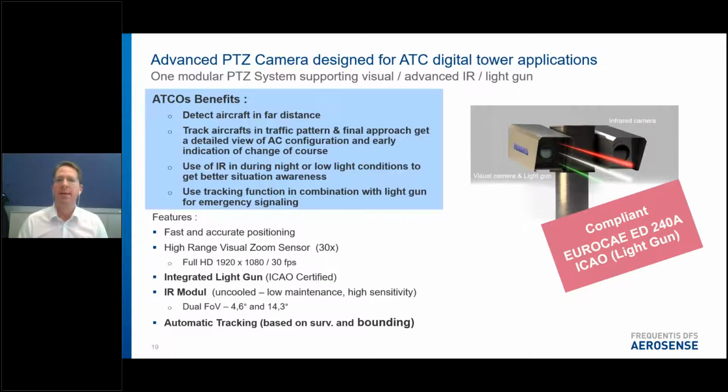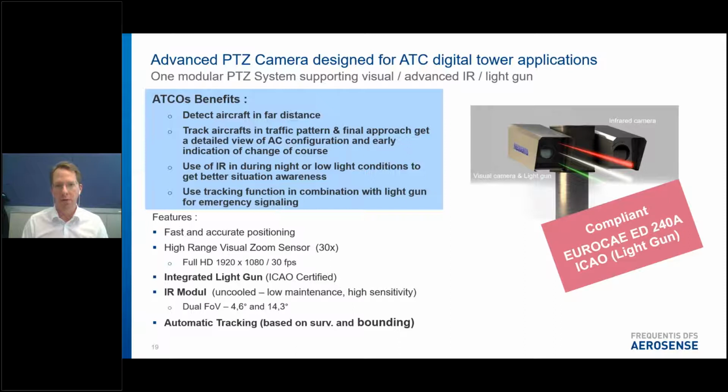The second key element is a special pan-tilt zoom camera. What we have seen in the past is that the performance of available COTS hardware was not good enough to perform in an ATC environment. Therefore, Frequentis has developed a special pan-tilt zoom camera, a modular system, where in the basic version we have a high-performance visual sensor combined with an electronic light gun, and as an extension, you can also equip this pan-tilt zoom camera with an infrared sensor. This camera system is really capable of performing in an ATC-grade environment.